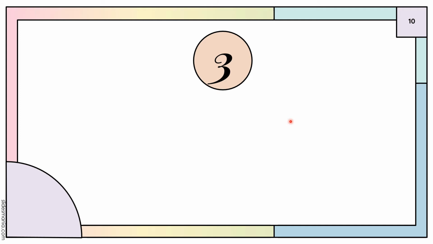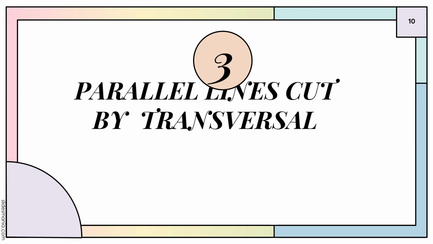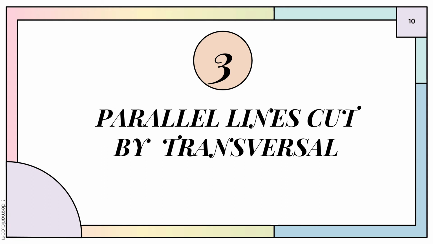Okay, so I hope that the perpendicular and parallel lines are already clear to you, and I am pretty much sure that you can now distinguish the difference between these two pairs of angles. This time, we will now be proceeding to our last topic, which is the parallel lines cut by a transversal. So what is this transversal all about?